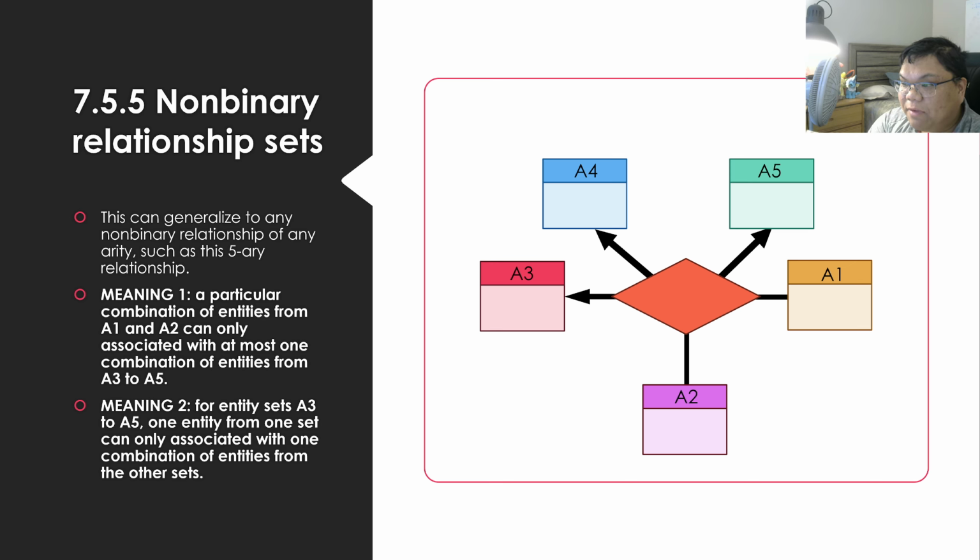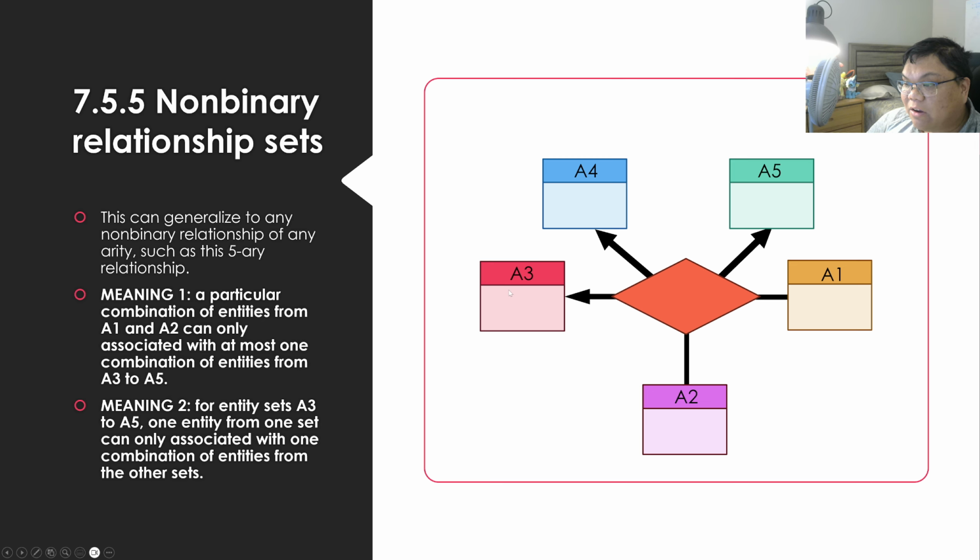So, in this 5-ary relationship set, where we have arrows on entity sets A3, A4, and A5, meaning number one, a particular combination of entities from A1 and A2 can only be associated with at most one combination of entities from A3 to A5. Meaning number two, for entity sets A3 to A5, one entity from one set can only be associated with one combination of entities from the other sets.